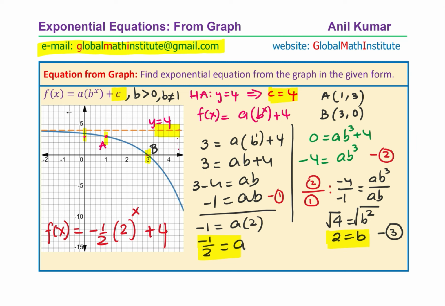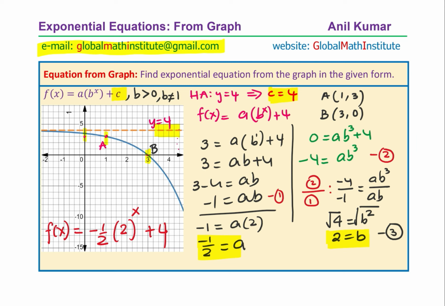Do you see how we have got the equation from the graph? Look here, since a is minus half, the range of the function is less than 4. You see, it's going down, right? And it's decreasing, right? So these are a few important things to do.